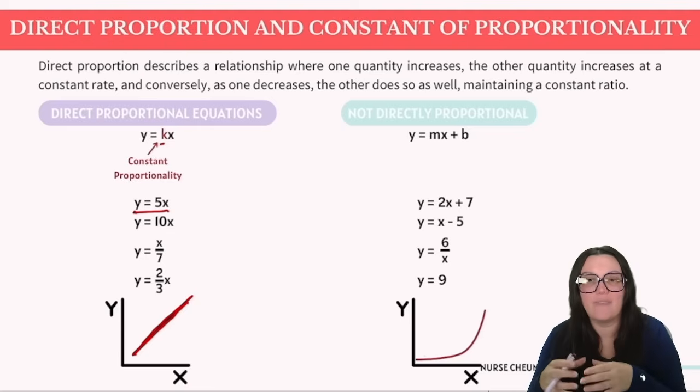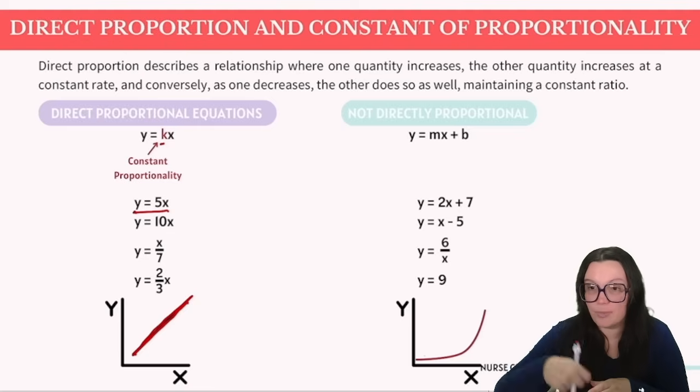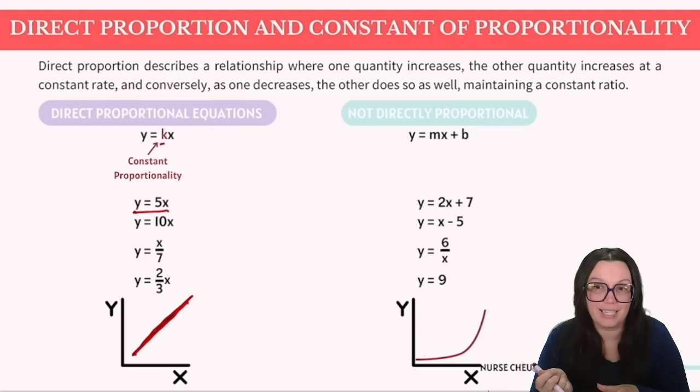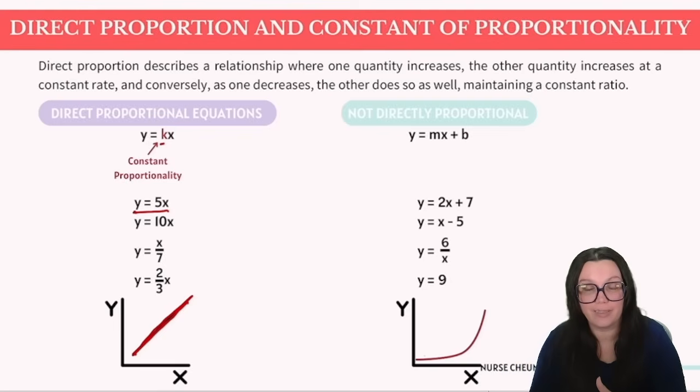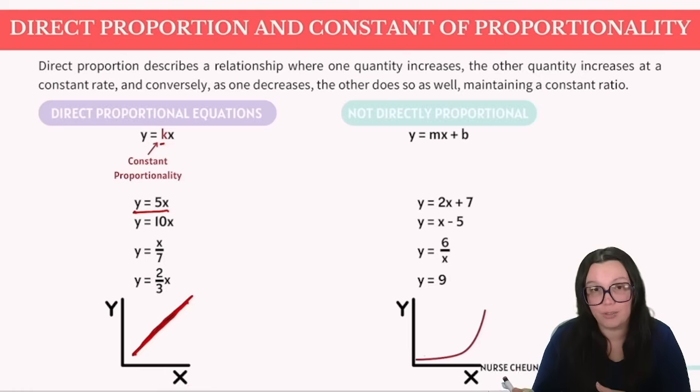So imagine that you have a bag of marbles. And for every marble that you take out, you get 2 candies. If you take out one marble, you get 2 candies. If you take out 2 marbles, you get 4 candies, so on and so forth. This is direct proportion because the more marbles that you take out, the more candies you're going to get. And it's always going to increase at the same amount.